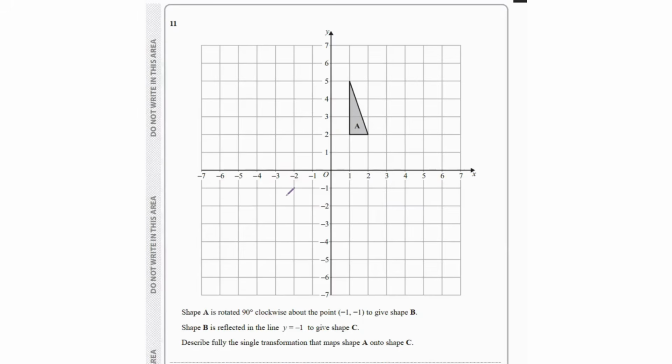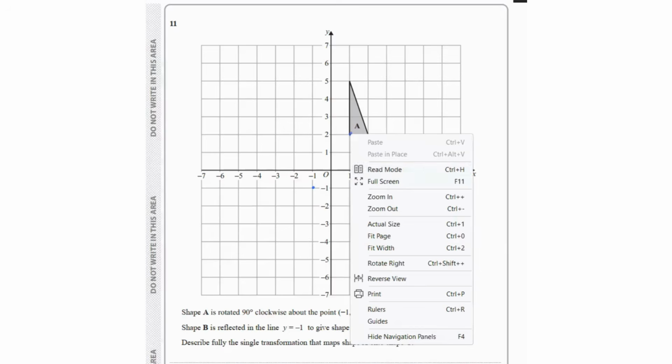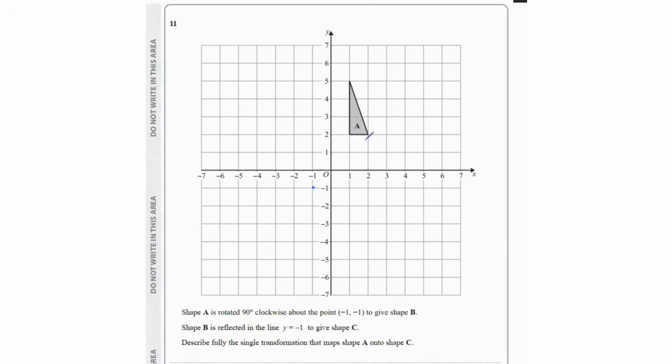So (-1, -1) is our center of rotation. So if we pick a point on shape A, we can see that it's 2 units horizontally and 3 vertically. So now for the 90-degree rotation, it's going to be 3 horizontally and 2 vertically. So 3 horizontally and 2 vertically. So that's going to come over here.